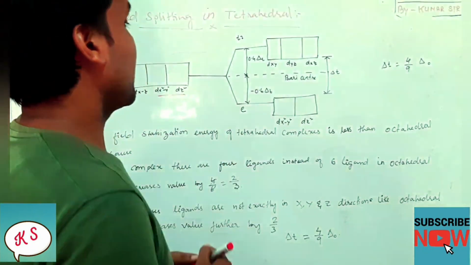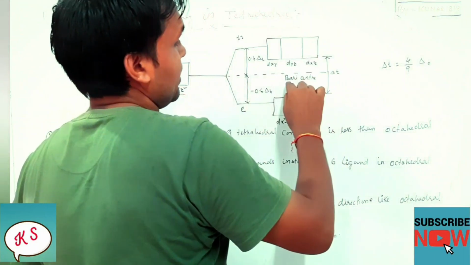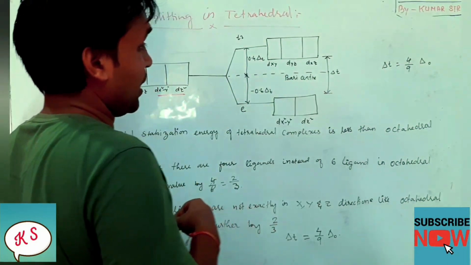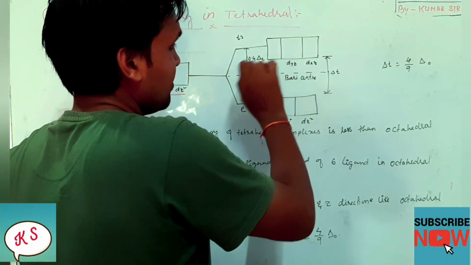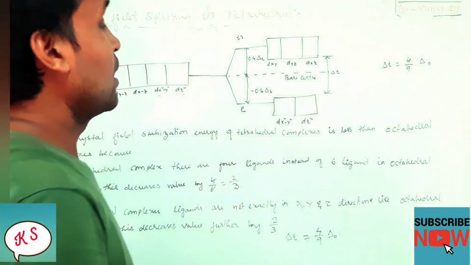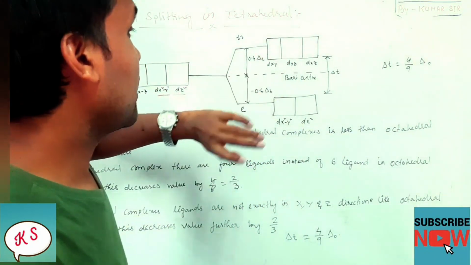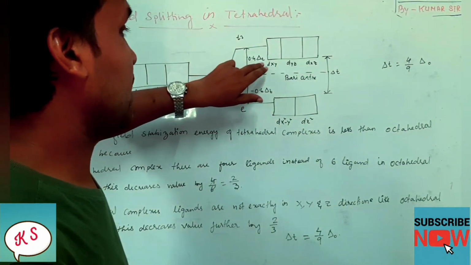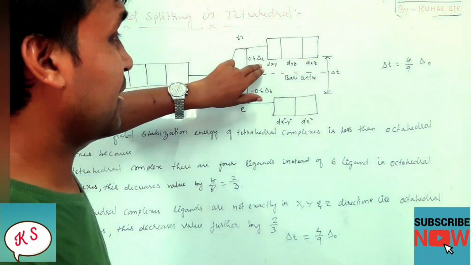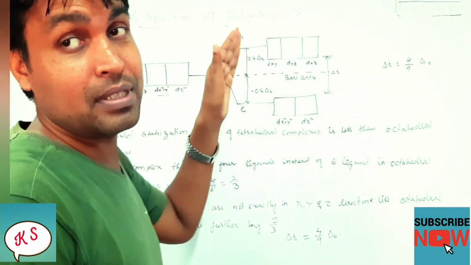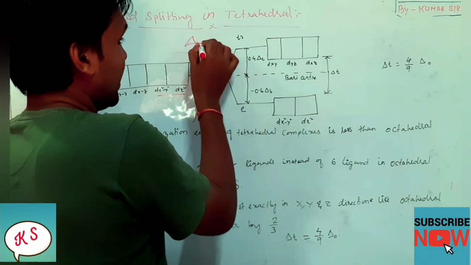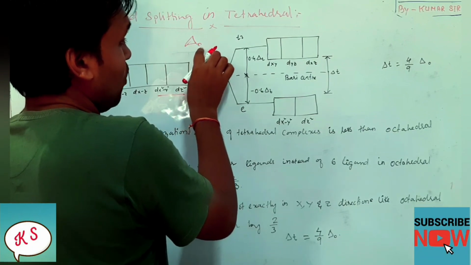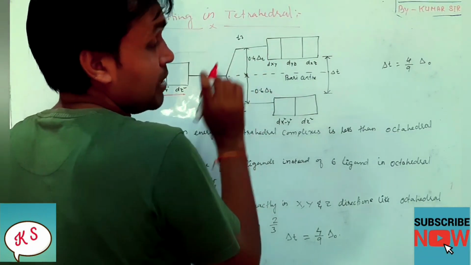The center line which separates them is called the barycenter. And del T means what? That is nothing but the splitting energy in tetrahedral. In octahedral we have used del naught, right? That is the splitting energy in octahedral. This is the splitting energy in tetrahedral.